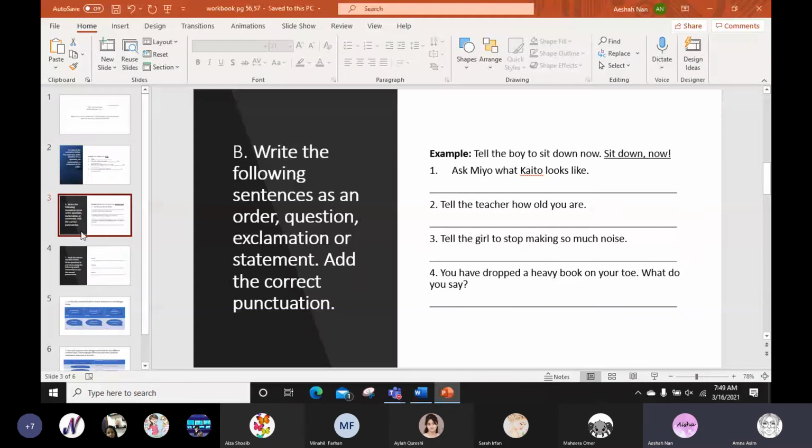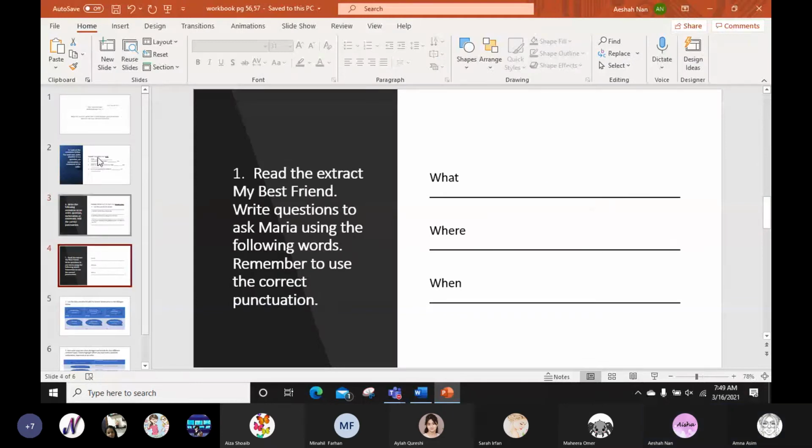All right, girls, have a look at part C. Read the extract. Girls, please. Are you all attentive? Yes. Teacher, I'm all done, but I don't understand the first one. Can you explain the first one of Part B?